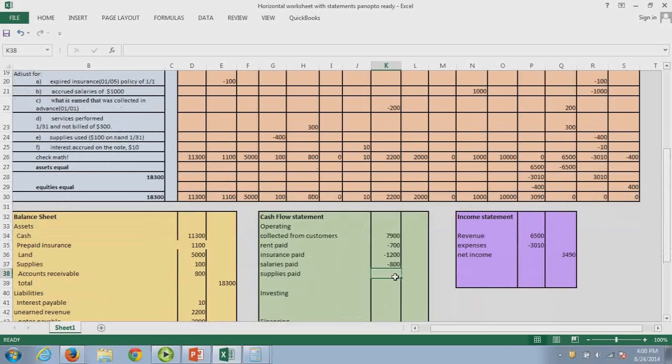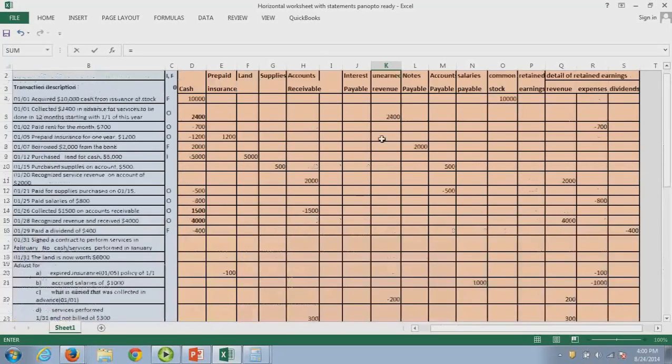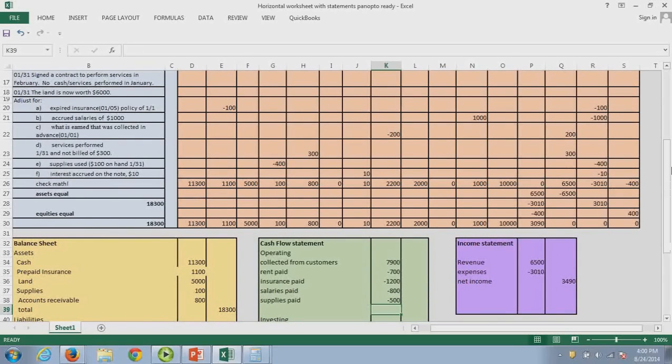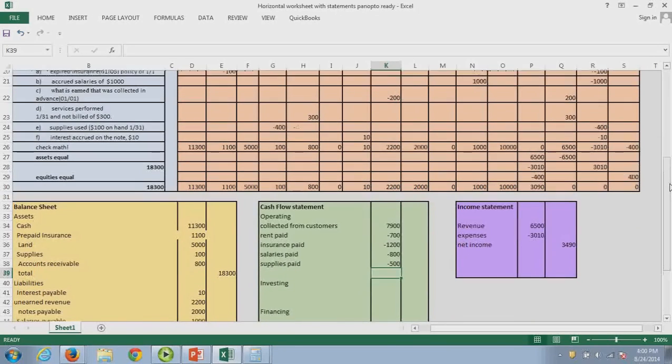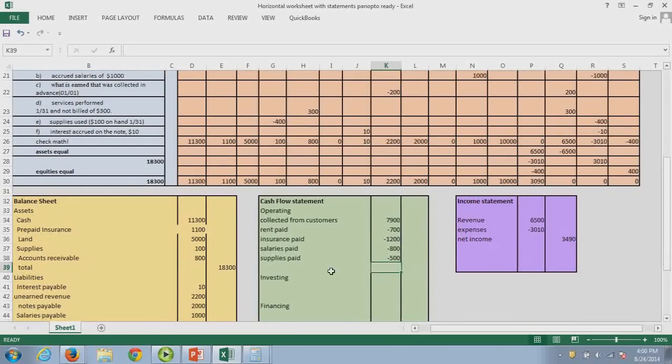And then cash paid for supplies is paid for supplies 500. So hopefully that might be it. Let's do the total and see. 2, 3, 4, 5 items. I think that's probably about right. So we can type in total, we can put in an auto sum, and grab everything under operating.